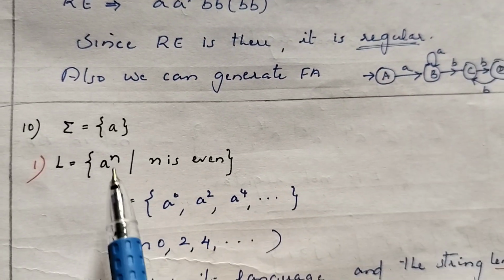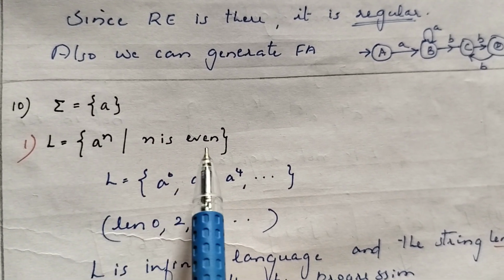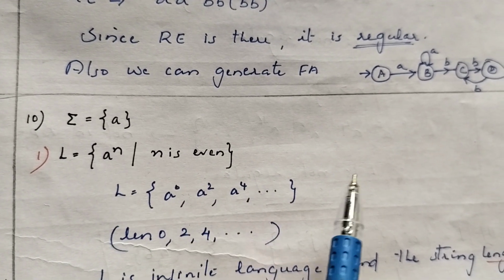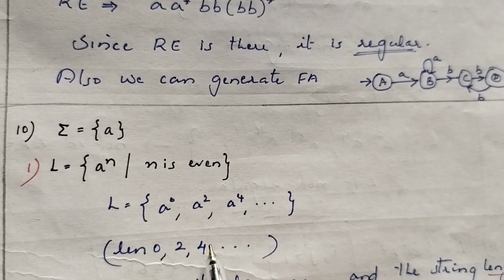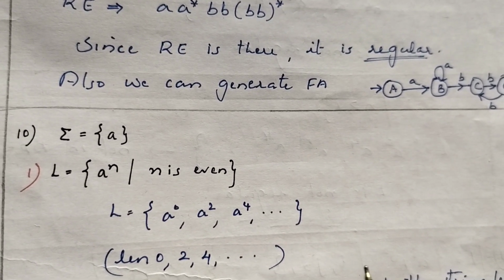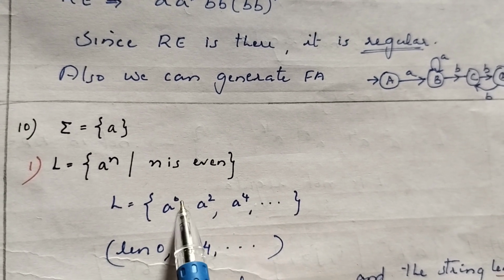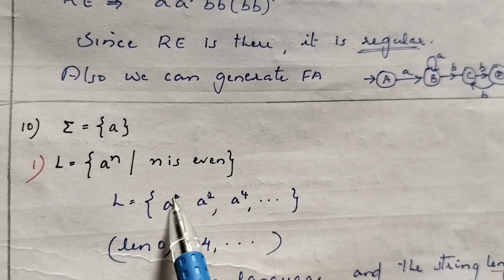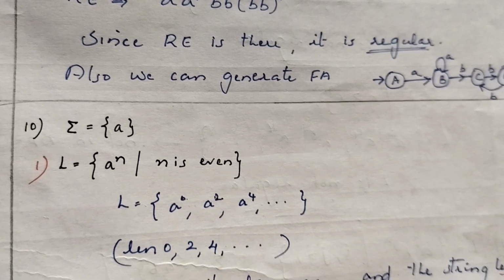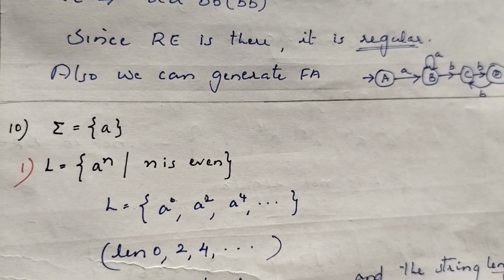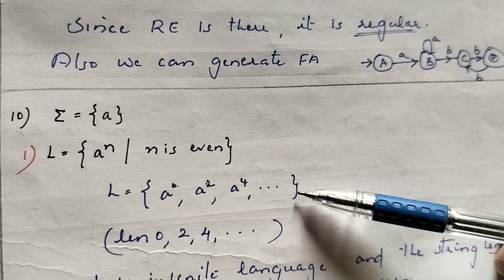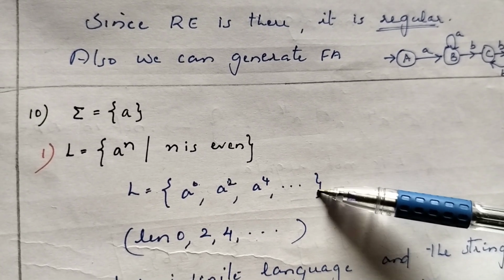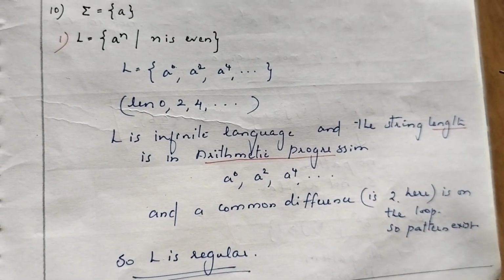The next one: A power n such that n is even. So A power 0, A power 2, A power 4, A power 6, A power 8, and so on, are even numbers. Length 0, length 2, length 4. You can see an arithmetic progression here: 0, 2, 4, 6, 8, and so on. You can see the common difference: 2 minus 0 is 2, 4 minus 2 is 2. So there is a pattern in this particular language, and the common difference is 2. Definitely we can draw a finite automata for this language, so this language is a regular language.